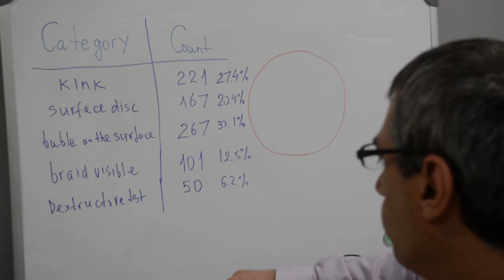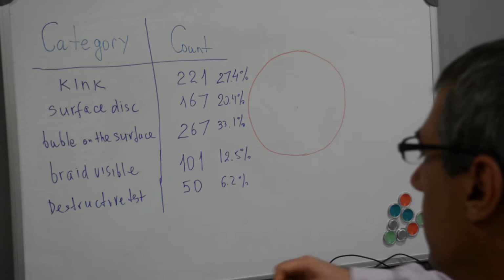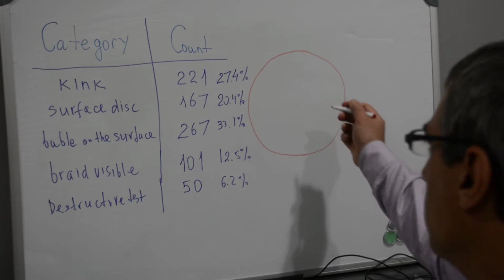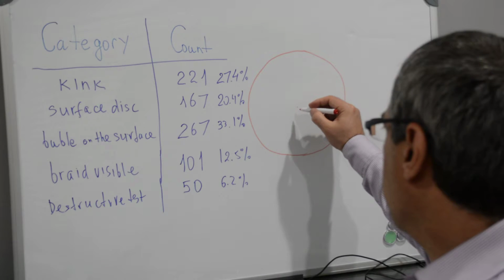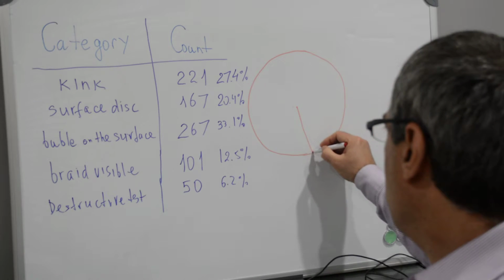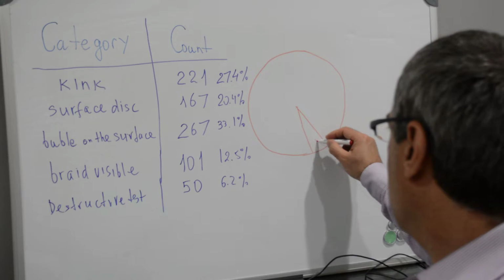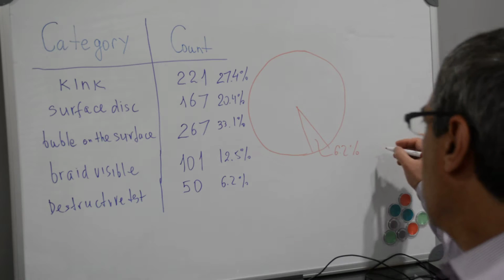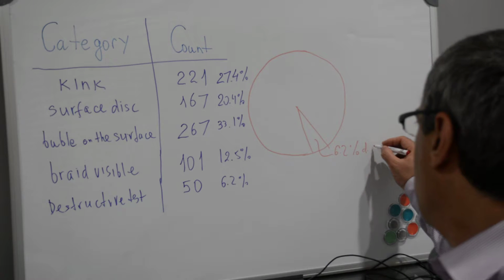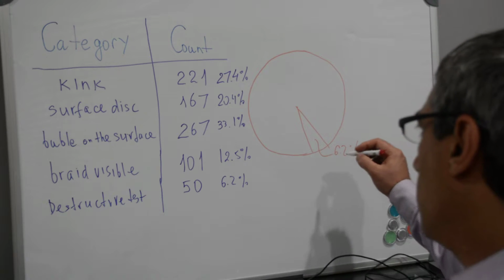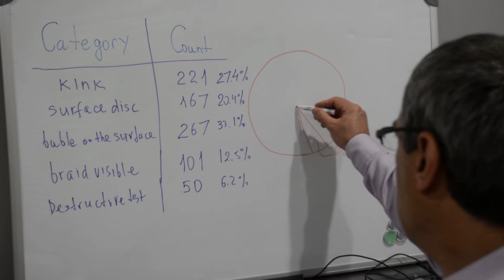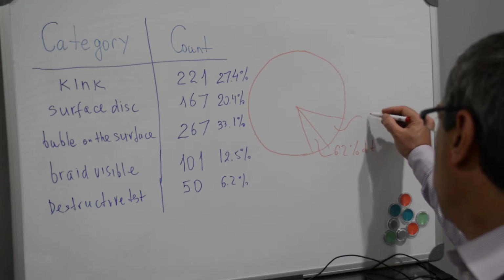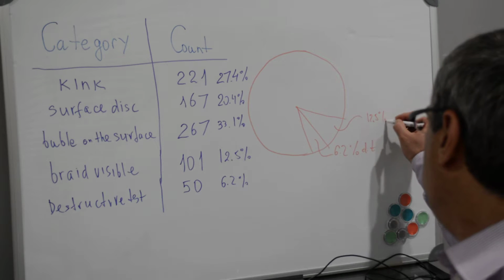So, based on those reject categories, we have basically 6.2%. That's the destructive test. Then we have 12.5%. That's the braid visible.